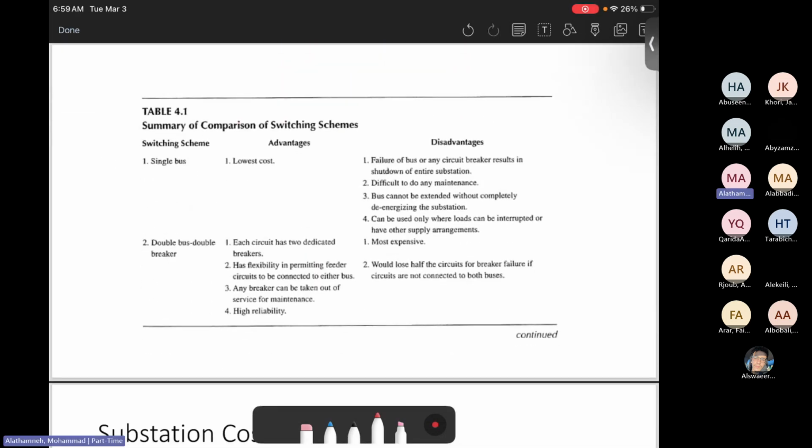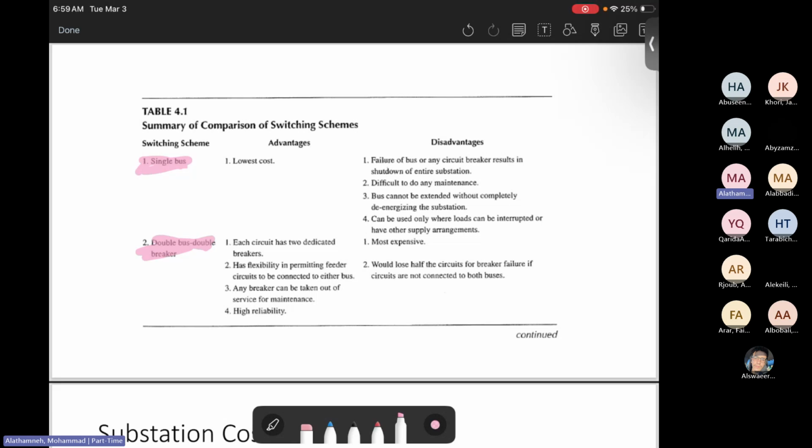So again, the advantages: the single bus, lowest cost, but the problem is it's not convenient if there is a failure in the circuit breaker or if there's something wrong. If we need to do maintenance, we need to do a complete shutdown. However, with double bus, double breaker, the advantage is if we need to disconnect something wrong, the others will not be impacted. And if we need to do some maintenance, the others will not be impacted. There's no problem in that. But the disadvantage is it's very expensive. The best scenario is double bus, double breaker. The worst scenario, single bus.